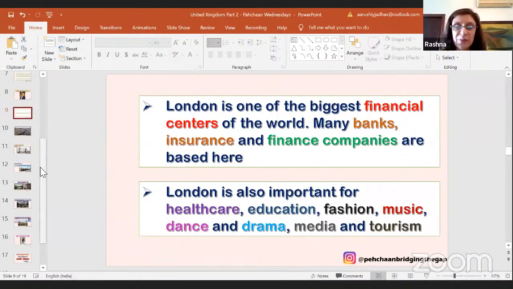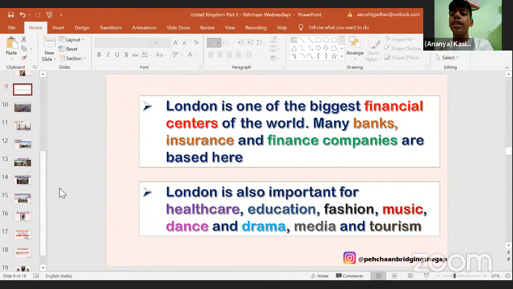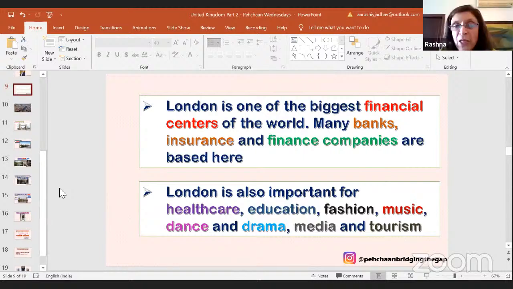Let's go, Qasim. London is one of the biggest financial centers of the world. Many banks, insurance, and finance companies are based here. London is also important for healthcare, education, fashion, music, dance, and drama, media, and tourism.